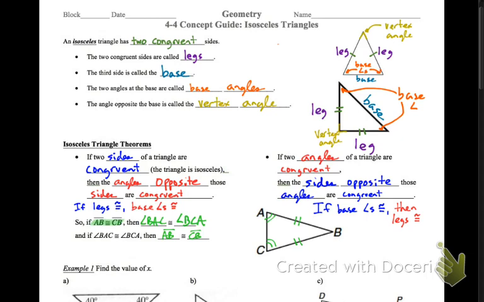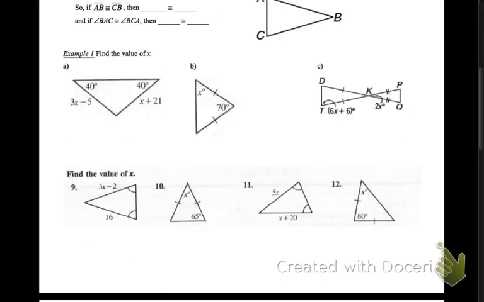That right there, folks, is it. That allows us to answer the next set of questions. The next set of questions is going to be two-thirds of what we're doing here. Find the values of x.